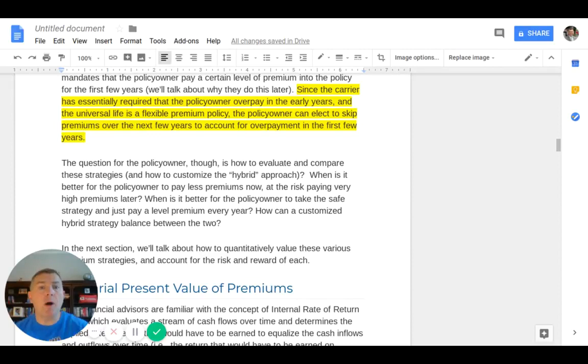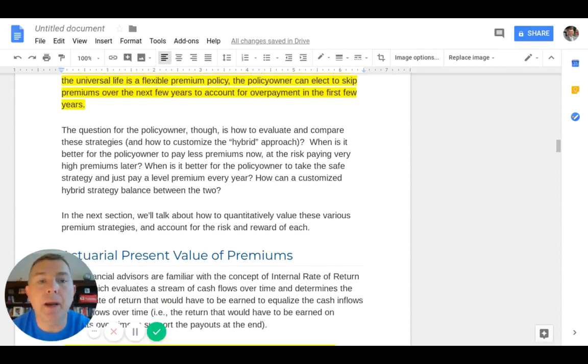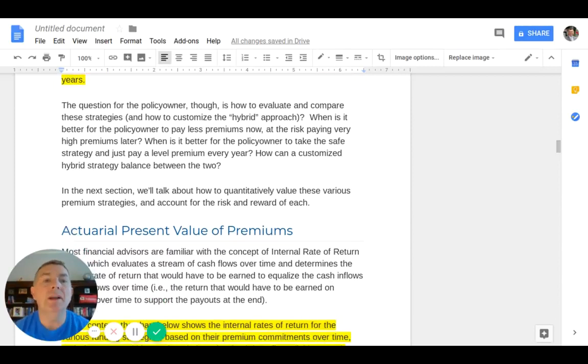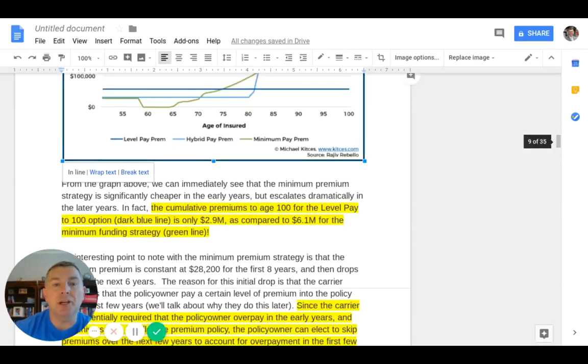The question for the policy owner, though, is how to evaluate and compare these strategies and how to customize the hybrid approach. When is it beneficial for the policy owner to pay less premiums now at the risk of paying very high premiums later? When is it better for the policy owner to take the safe strategy and just pay a level premium? All right, so again, I just want to share with you something right here.